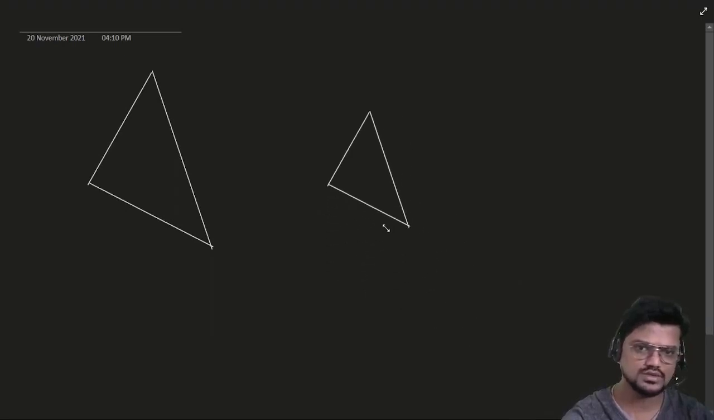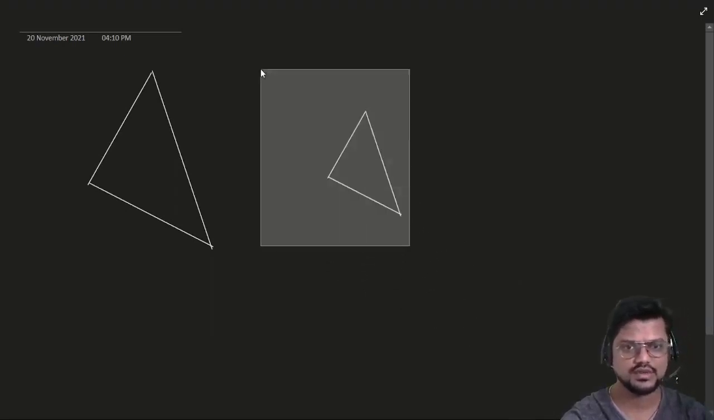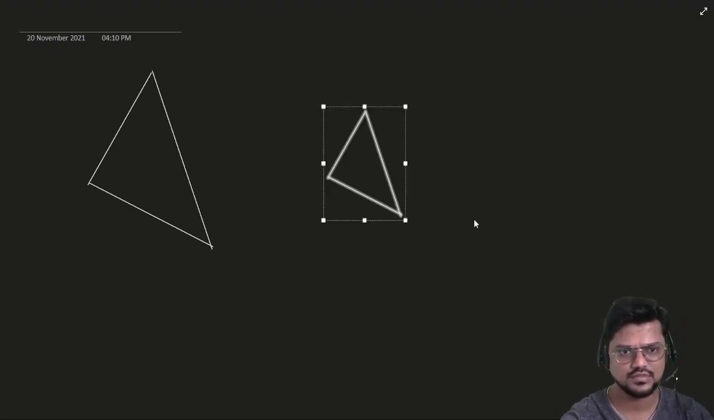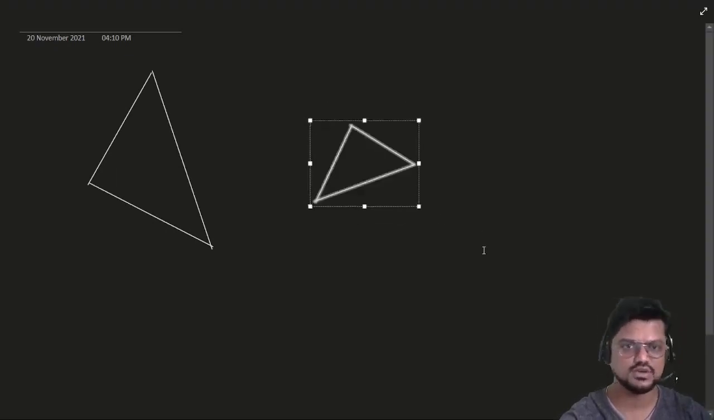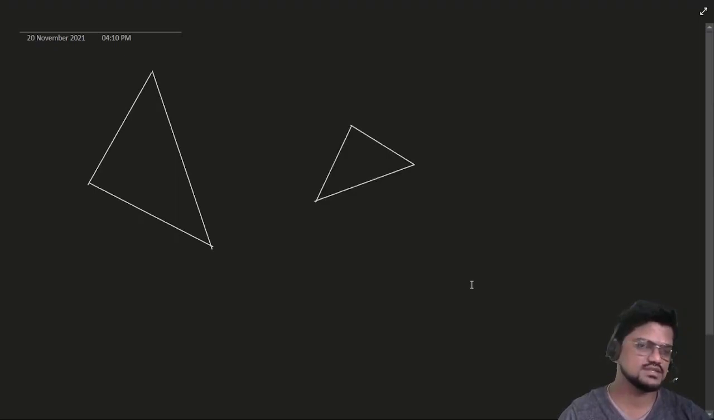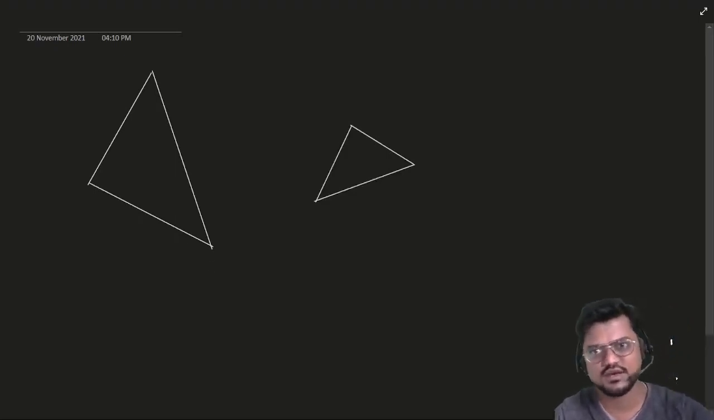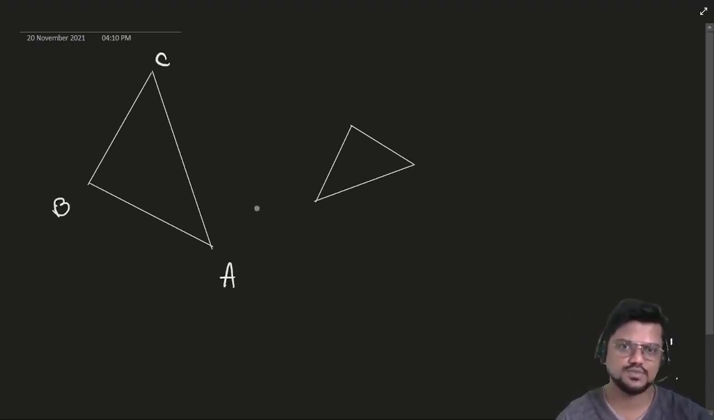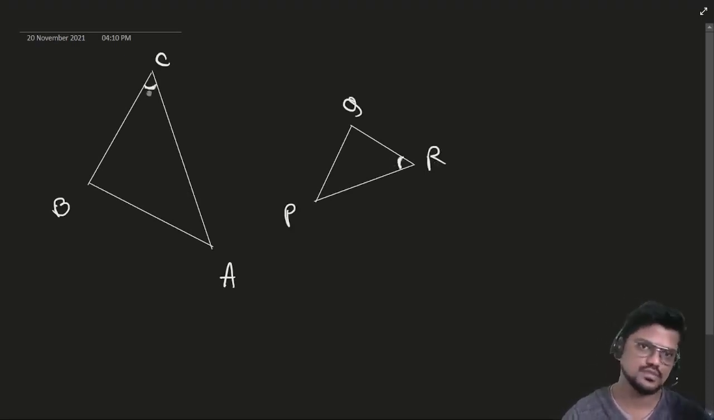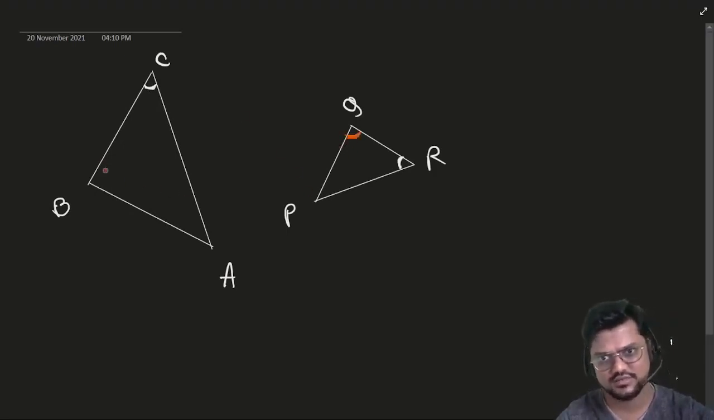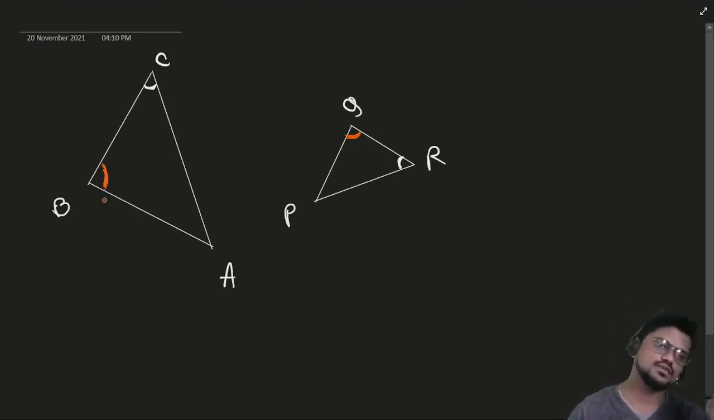No, no, not by Pythagoras. Because all sides of a triangle add up to 180. Yes, that's what. Now see over here, if I say these are the two triangles, this is A, this is B, and this is C, and this is P, this is Q, and R, and I say that this angle is equal to this angle, and the other thing which I say is this angle is equal to this angle. If two angles are equal, the third angle has to be equal.